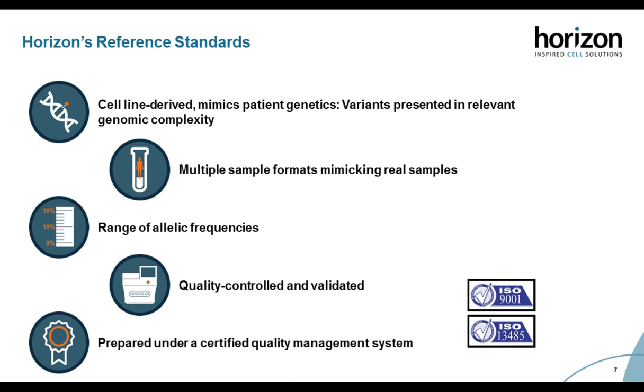Horizon's reference standards have a number of key features which makes them a good choice for NGS labs to use. They are cell line derived, which means that they closely mimic the patient genetics and may be more appropriate for use as a reference standard than perhaps some synthetic plasmid alternatives. This means that the variants are presented in the relevant genomic complexity. We have multiple sample formats available, mimicking real samples, such as FFPE, RNA, or formalin-compromised DNA. And our reference standards are available at a range of allelic frequencies to best match your needs.